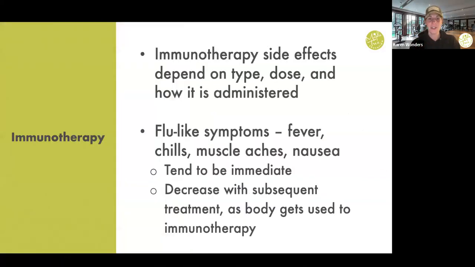So, just quickly, immunotherapy side effects are going to really be dependent upon the dose, the type, and how the medicine is administered. Generally, what you see with immunotherapy are flu-like symptoms initially. So like fever, chills, muscle aches, nausea. This tends to be pretty immediate when immunotherapy is administered, and it will decrease with subsequent treatments as the body gets used to the immunotherapy.